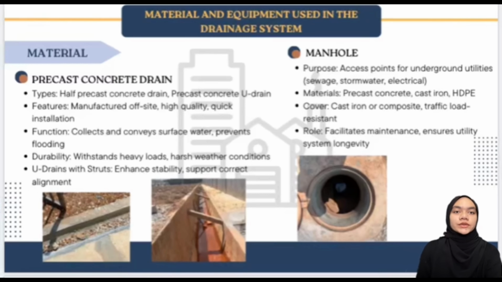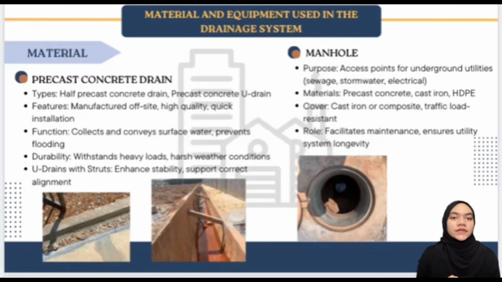After that, we can go to the material and equipment used in the drainage system. The material often used for this project is precast concrete drain with two types of drain, which is half drain and U drain. This drain has been made off-site with high quality and is very easy to install. Its function is to collect and convey surface water and prevent flooding. This drain is also very durable because it can withstand heavy loads and harsh maintenance conditions. U drain for this project consists of struts to enhance stability and support correct alignment.